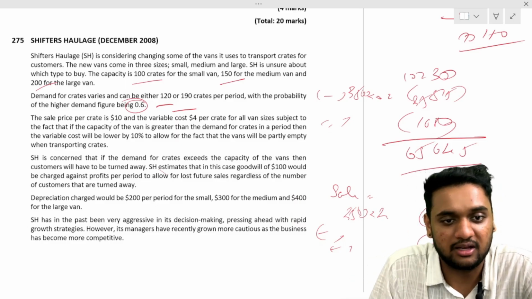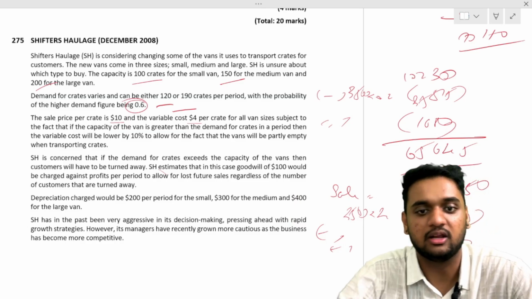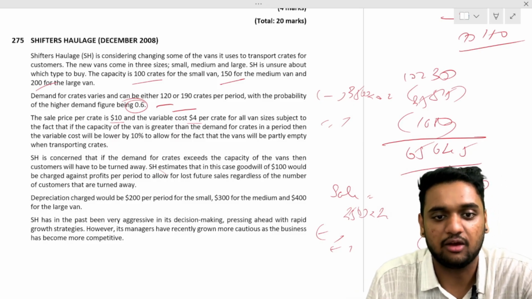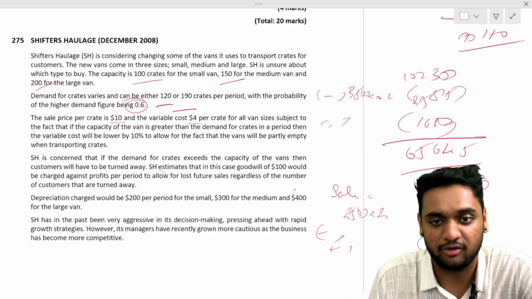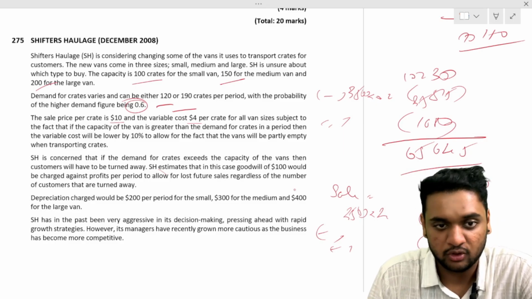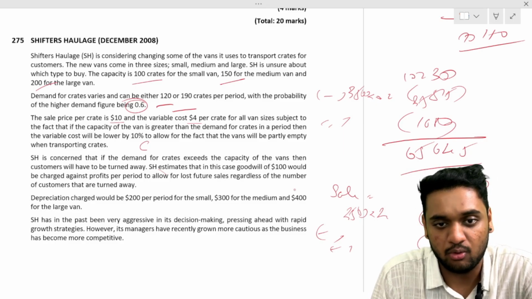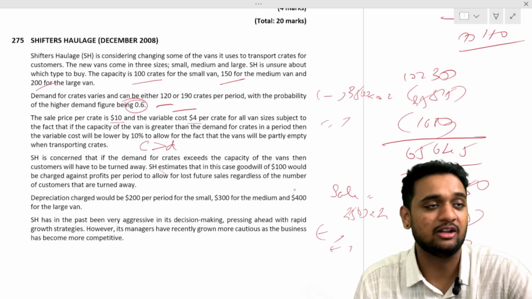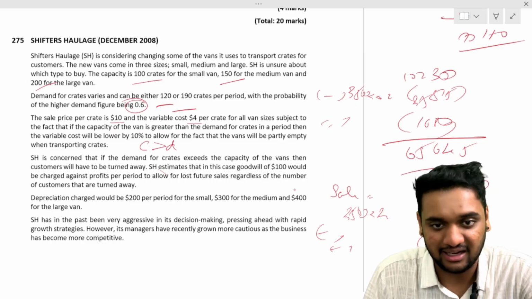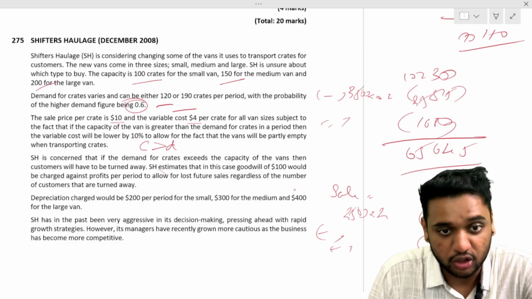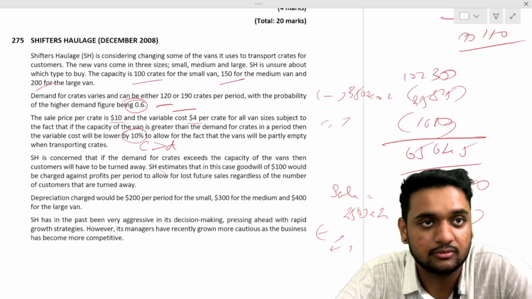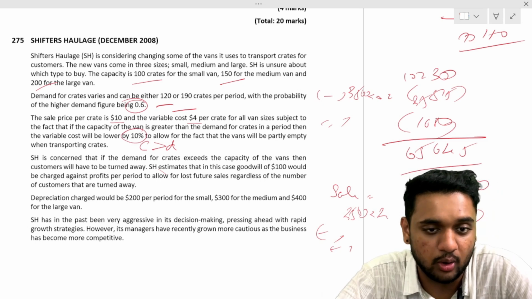The sale price per crate is 10, variable cost per crate is 4. Subject to the fact that if the capacity of the van is greater than the demand for crates in a period, say 200 capacity and demand only 120, then the variable cost will be 10% lower.